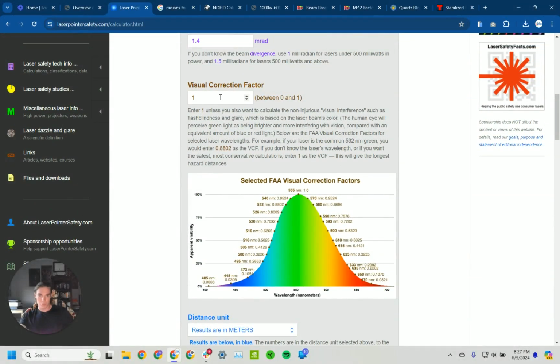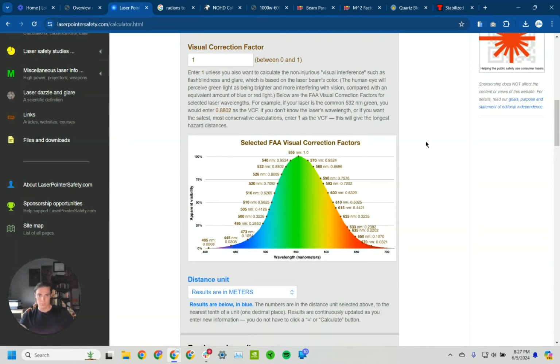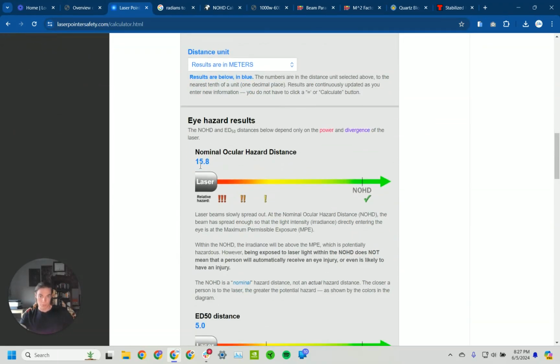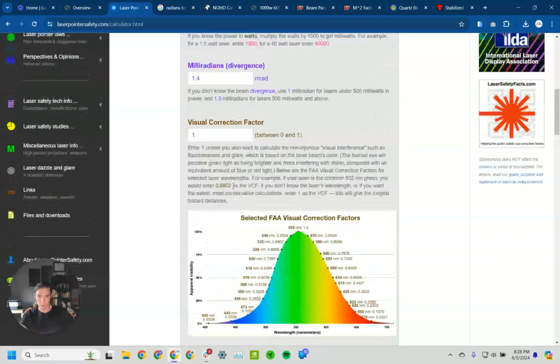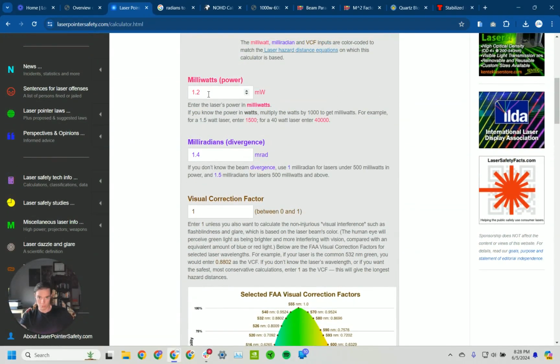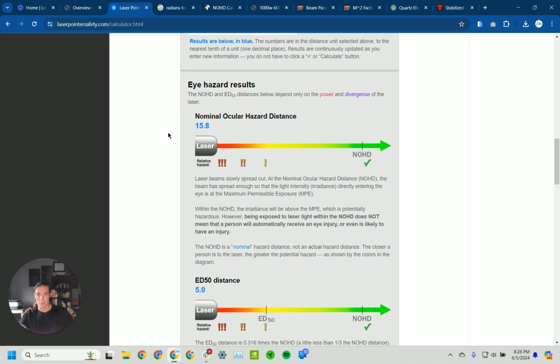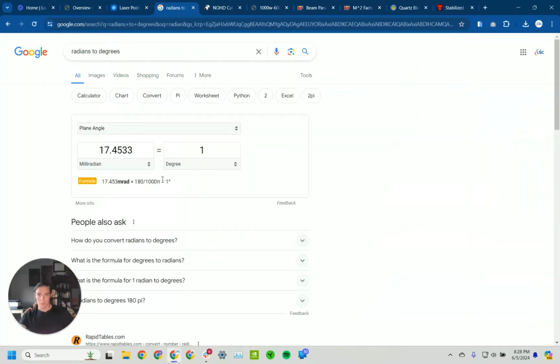And then the third one is vision correction factor. I always just leave this at 1, unless there's some extraneous source. So what this calculator is going to tell us is the nominal hazard distance of a laser with a certain power and a certain divergence, measured in meters. And meters are easy. A meter's about 3 feet. Everybody probably already knows that.